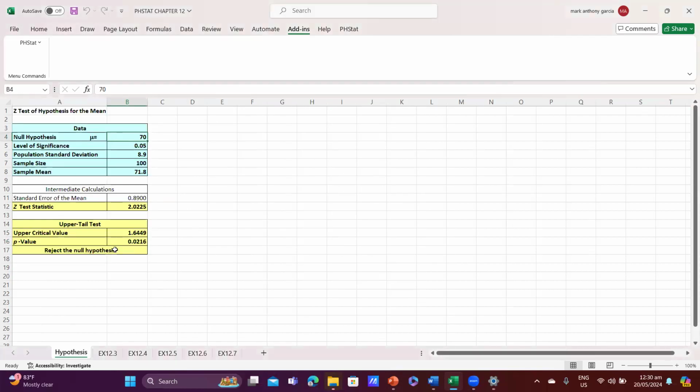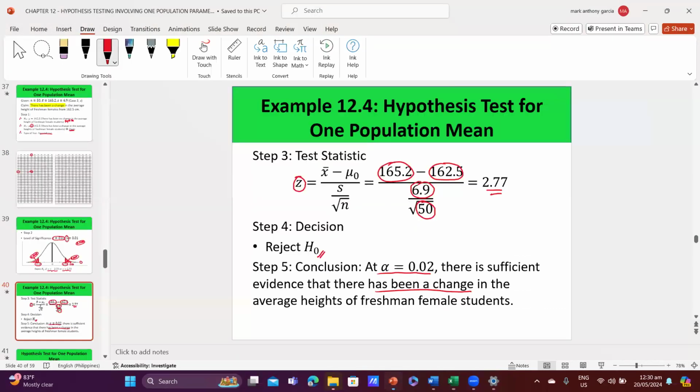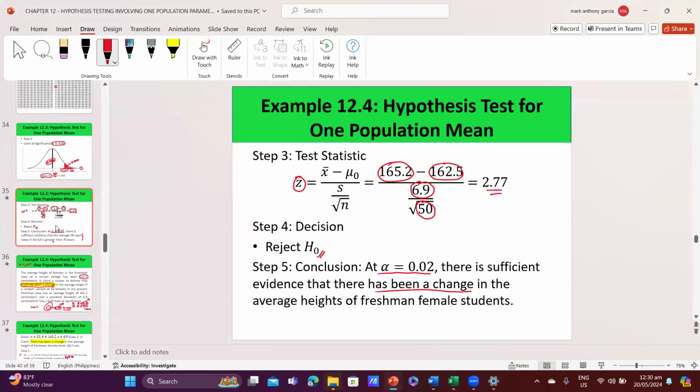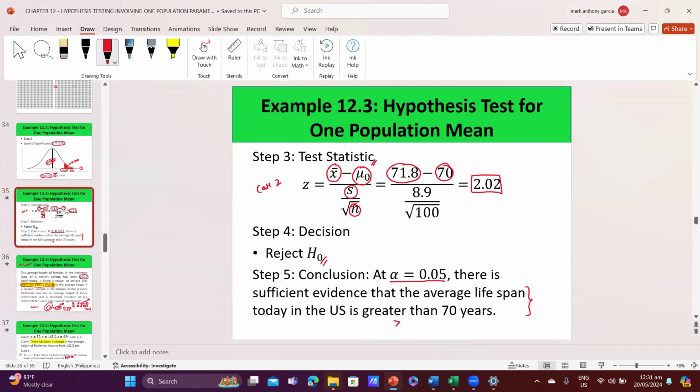And then this is the output for example 12.3. As you can see here, our critical value obtained is 1.645 and the Z-test statistic value is 2.02. And our conclusion is to reject the null hypothesis. That is consistent with our computations in example 12.3. So the critical value is 1.645, the test statistic value is 2.02, and our decision is reject H0.